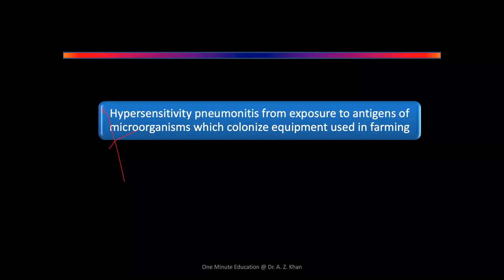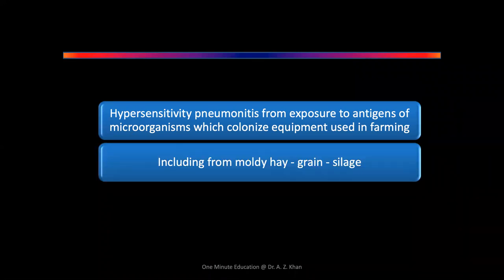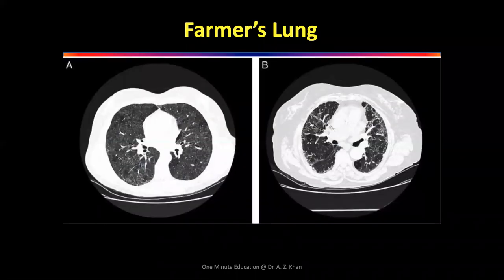Okay? So, hypersensitive pneumonitis from exposure to antigens of microorganisms which colonize equipment used in farming. Usually seen because of moldy hay, grain or silage. There is also Aspergillus umbrosus, fungus or thermophilic actinomycetes. Oh, I gave you the name. What is it called as? Farmer's lung. And this is the picture. This is a classical picture of farmer's lung.